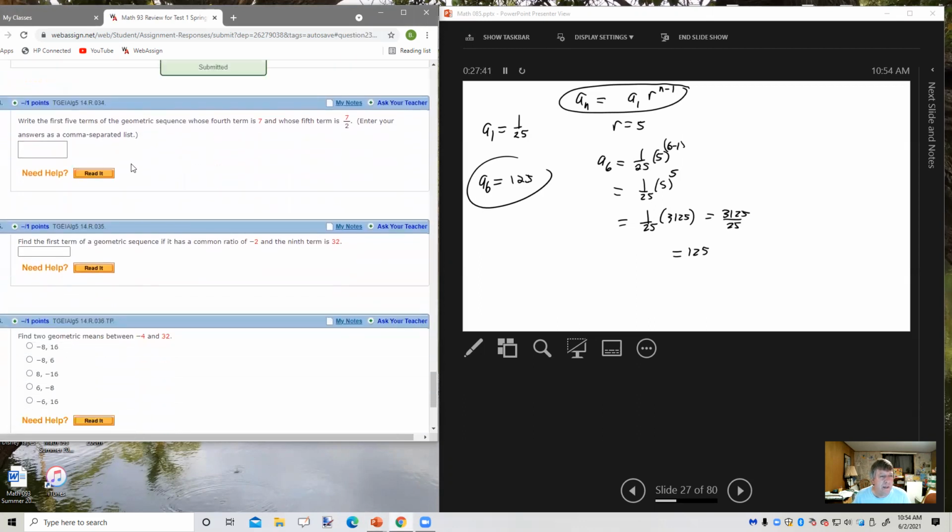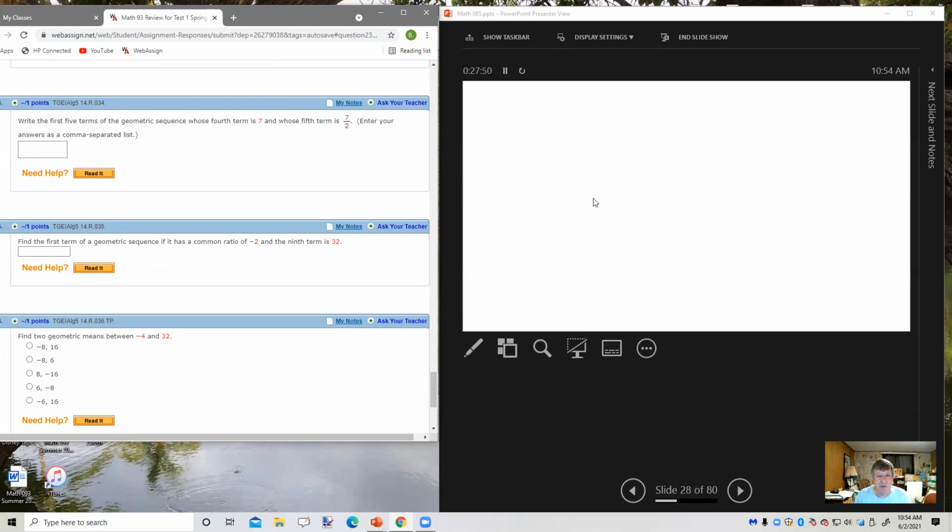All right, write the first 5 terms of the geometric sequence with 4th term of 7 and the 5th term of 7/2. Enter your answer as a comma separated list. So again, we're dealing with geometric terms. So a sub n equals a sub 1 times r to the n minus 1 power. We know that a sub 4 is 7 and a sub 5 is 7/2. And we want the first 5 terms, okay?